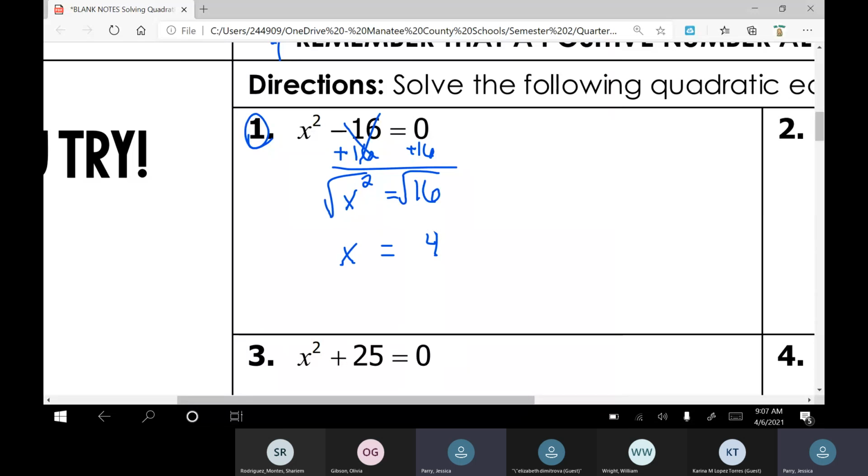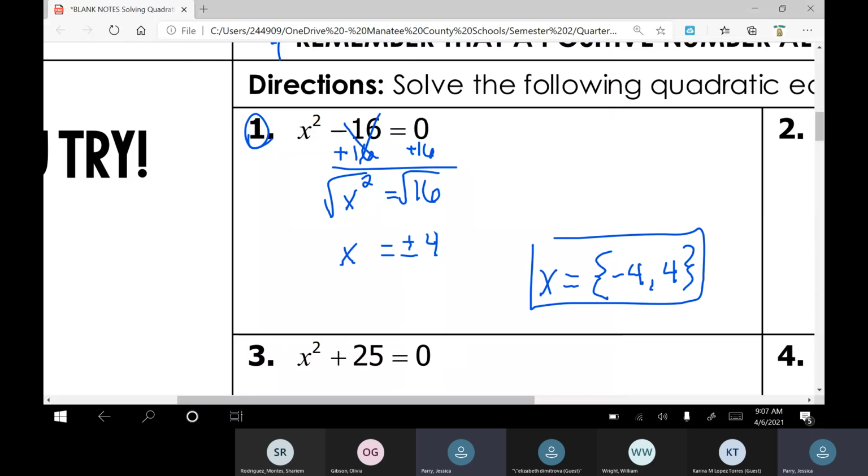But for this, remember all of your answers can be a positive or a negative. So you want to put the plus sign and the minus sign on top of each other like I did here. That would be your answer, but another way to write it out is x equals, and then the squiggly bracket, negative 4, comma, positive 4. This is how you write your final answer to say that we have a negative 4 and a positive 4, because negative 4 squared is 16 and positive 4 squared is 16.